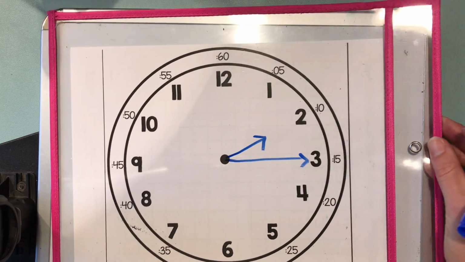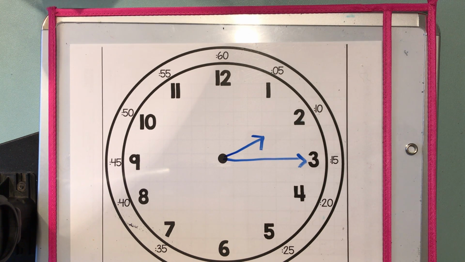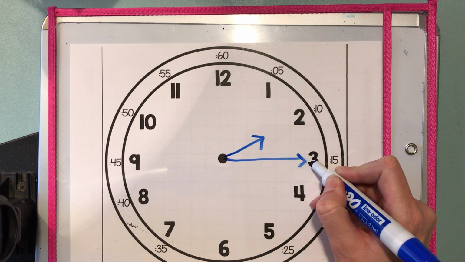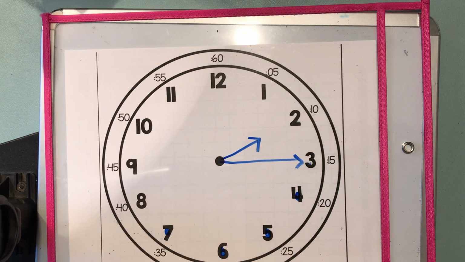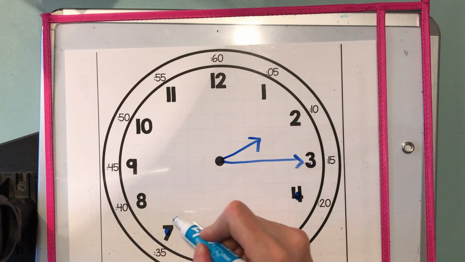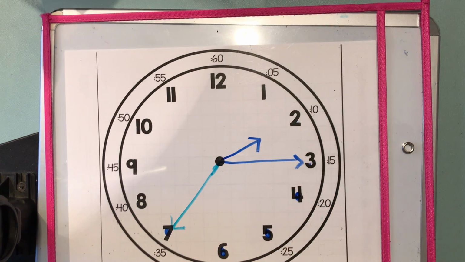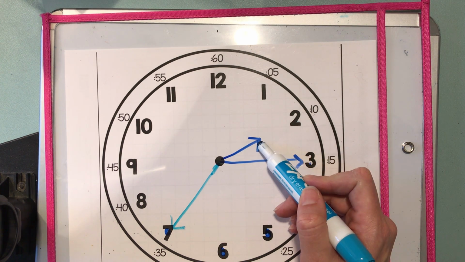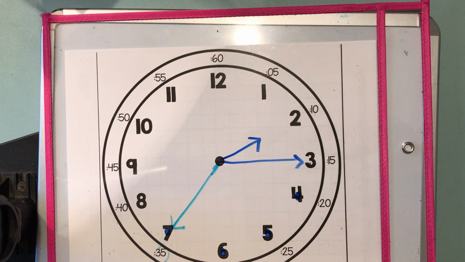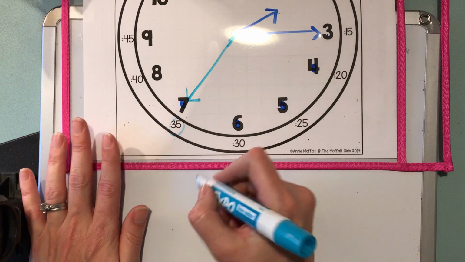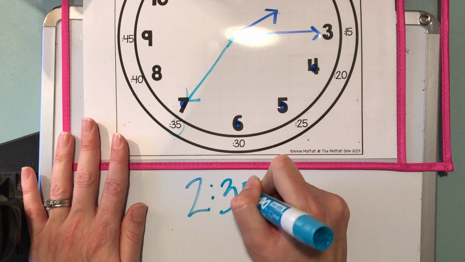Well, to figure that out, I am going to use a very simple strategy of counting by fives until I get to 20, okay? So we'll start at the 3. We're gonna go 5, 10, 15, 20. So now my minute hand is pointed at 7. So now what time is it? Well, it's 2, and if I count by fives all the way until I hit 7, that would be 35. So my new time is 2:35. So I'm going to put that in digital form, 2:35.